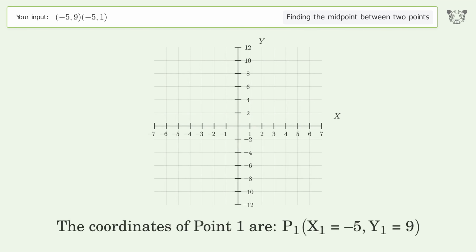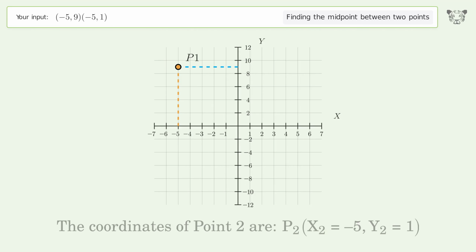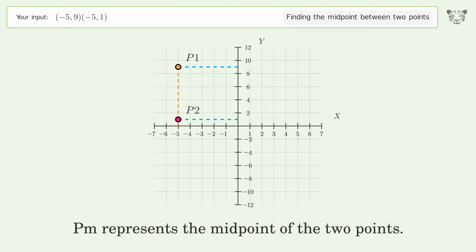The coordinates of point 1 are x1 equals -5, y1 equals 9. The coordinates of point 2 are x2 equals -5, y2 equals 1. PM represents the midpoint of the 2 points.